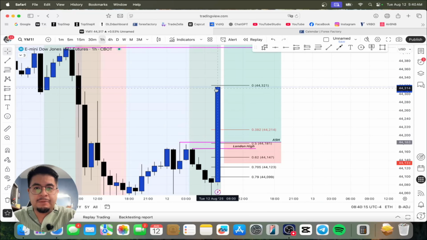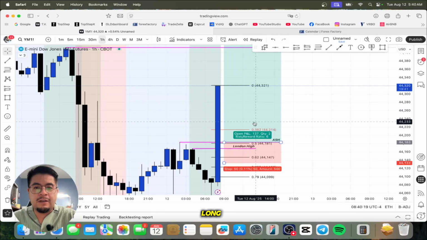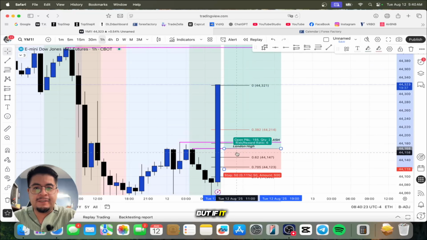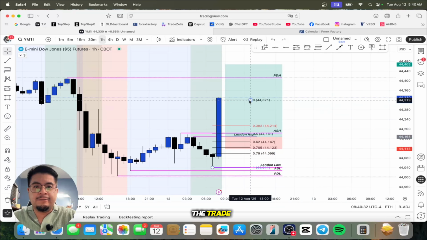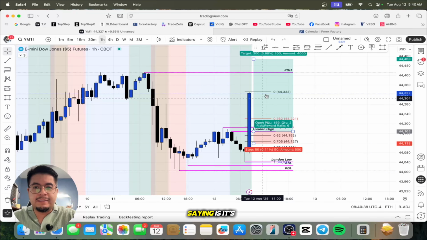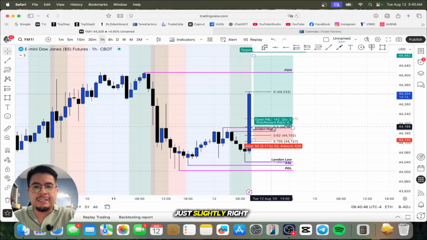And what I'm saying is, price is going to come down, have a retracement to the 50%, and then go long. It could come down to that London high, 168, but if it doesn't and it starts to push off of this level right here, it's going to be a tough pill to swallow, because then I'll have missed the trade. This is just pushing, guys, probably 250 points already. But at this point, I'm probably gonna get in at that Asian session high, 182, because now the 50% is above that Asian session high, just slightly, right?